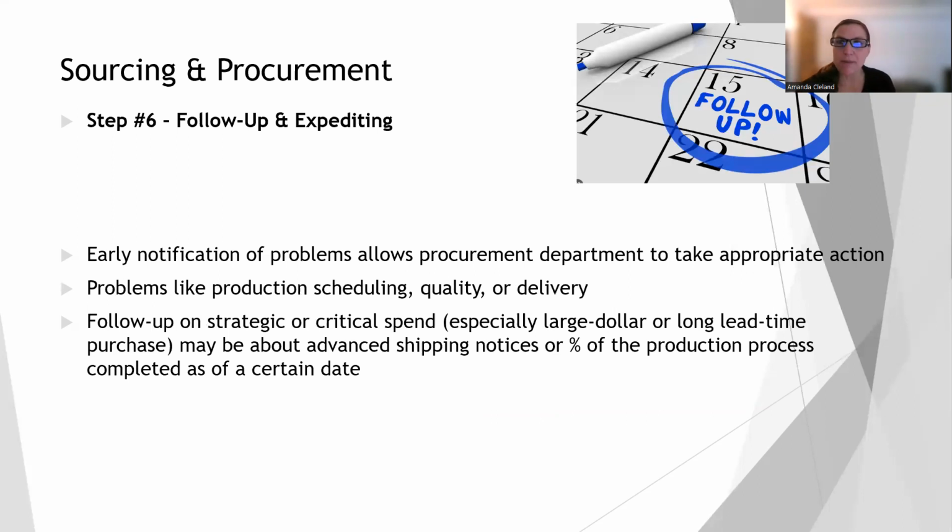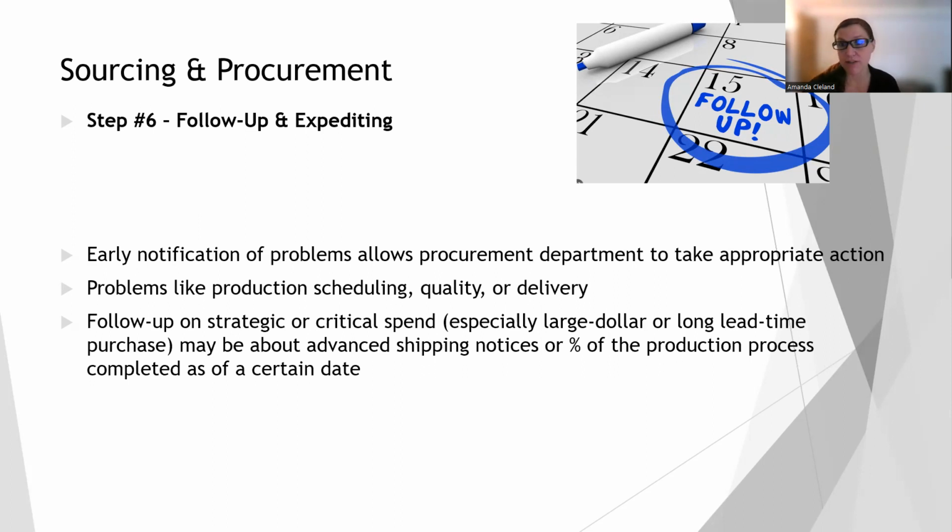And the reason why buying organizations do this is because we want to ensure that everything is all set. And if there is something wrong, we want early notification of problems. This allows us as the procurement organization to take appropriate action if needed. There could be problems like production scheduling on the supplier's end, or the quality or the delivery date. So usually you're going to have a lot more stringent follow-up on really strategic or critical spend, especially things that are really high dollar amounts, or perhaps have a very long lead time that are critical to our core competencies or the products or service that we make.